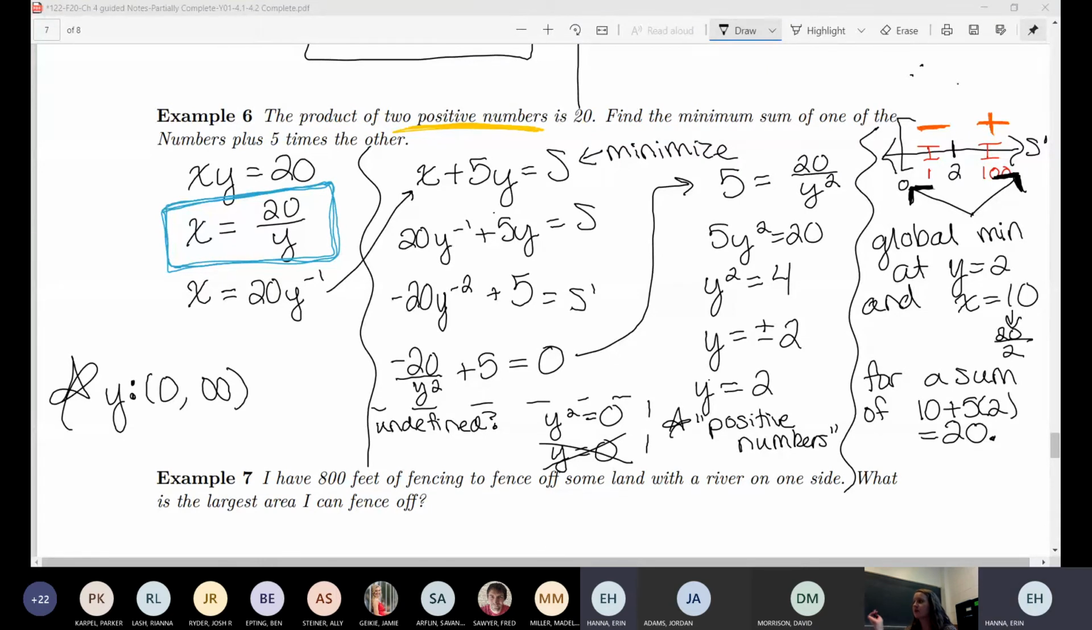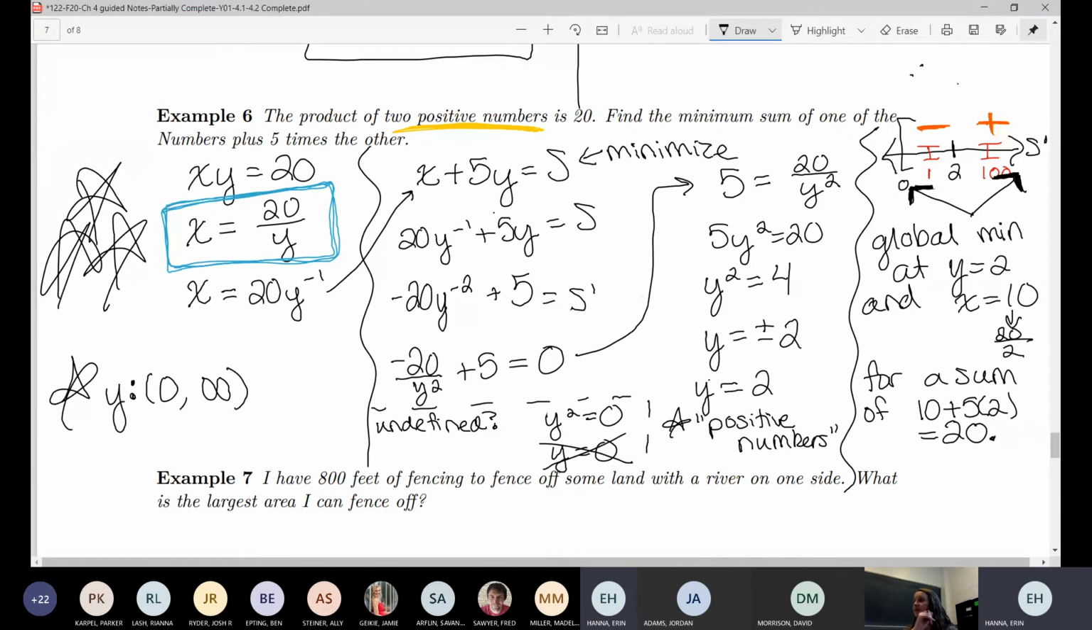Yeah, so Ben, how did I get that x value? So way back in the very beginning of the question, we found that x was equal to 20 over y. So once I found that y equals 2, I plug it in there, get 20 divided by 2 equals x, so x would be 10. So that's how I found x. I took the y value that I found, I put it back in that relationship that I had from the very, very beginning of the question, and found my x value.